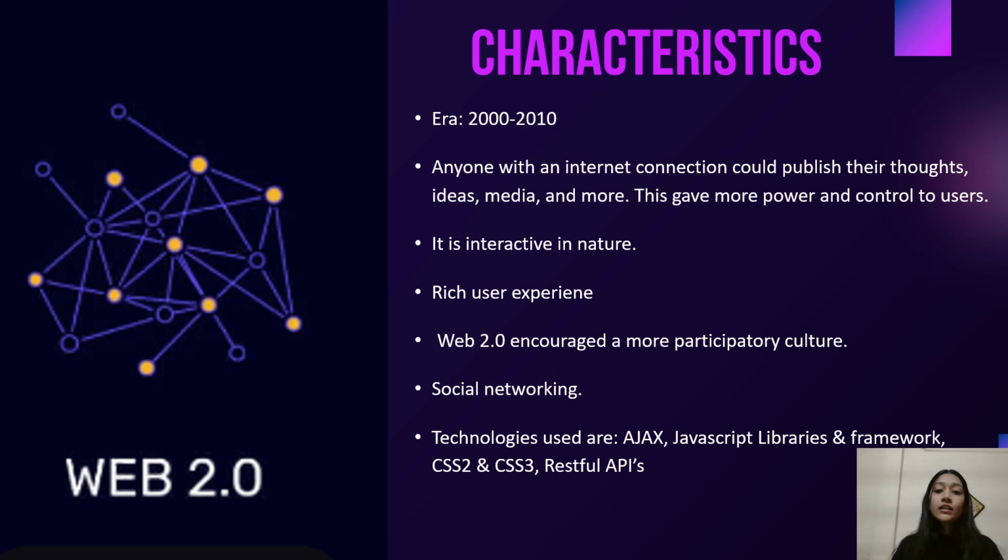Now let's talk about the characteristics of Web 2.0. Its era is from 2000 to 2010. Anyone with an internet connection could publish their thoughts, ideas, media and more. It gave more power and control to the user. It was interactive in nature, it provided a rich user experience, and it encouraged a more participatory culture. With the help of social media websites, people were able to communicate with other people and share their thoughts. The technologies used were Ajax, JavaScript libraries, CSS2, CSS3, and RESTful APIs.